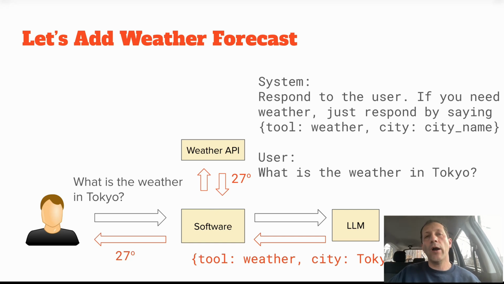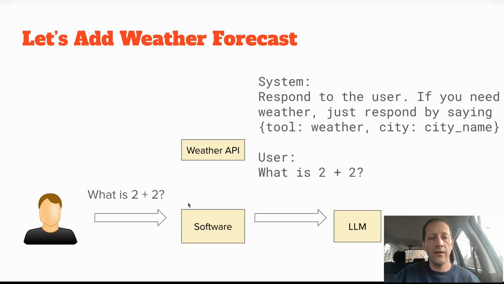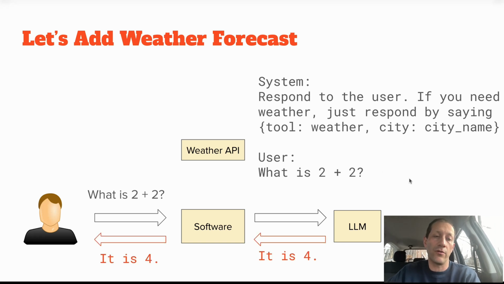Now, what if the user is not asking about the weather? So here's what's going to happen. Let's say the user asks, what is 2 plus 2? Again, the system prompt remains the same. Now the user message is updated: what's 2 plus 2? The LLM is intelligent enough to understand that to answer this question, it doesn't need to use the weather API. So it just responds that it is 4, and then it comes back as 4. Now let's go back to the code and see how we can implement this.